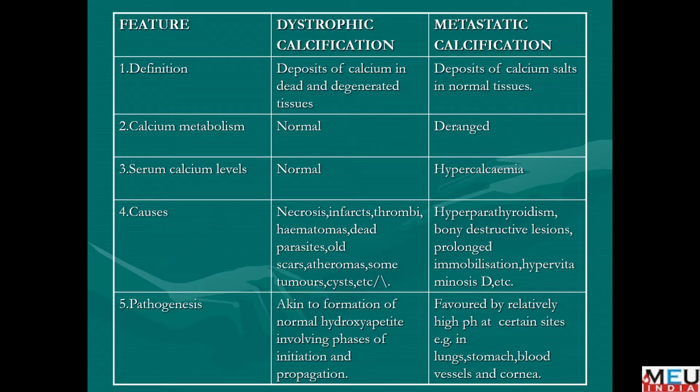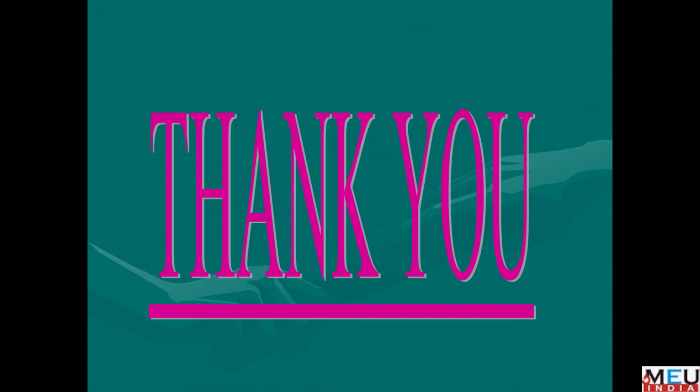The pathogenesis is similar to formation of normal bone hydroxyapatite, involving phases of initiation and propagation in dystrophic calcification, while metastatic calcification is favored by relatively high pH at certain sites, for example lungs, stomach, blood vessels, and cornea. Here, since the pH becomes high, it leads to deposition of calcium. So this was the short summary of pathological calcification.